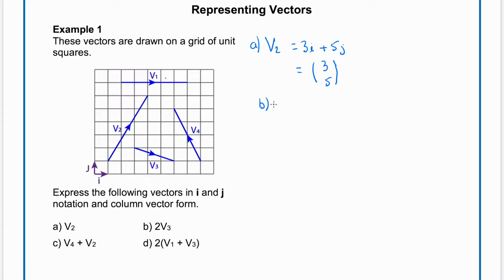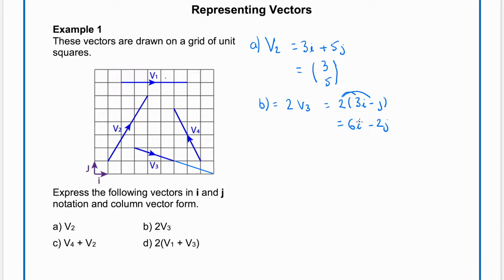Okay, so for question B, now we have two lots of vector 3. So here we have vector 3, and the two lots means we're going to apply this vector again. So rather than going 3 across, we're going to double it to make 6. And then rather than going 1 down in the j direction, we go 2 down. So this would be two lots of 3i minus 1j, which we just write as j. And we can expand these brackets as 6i minus 2j.